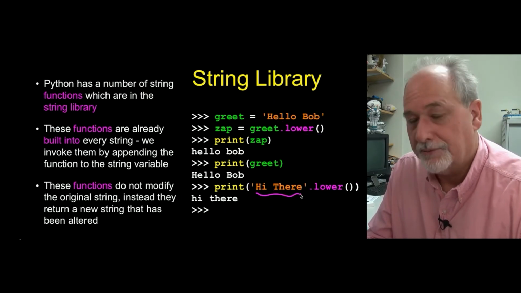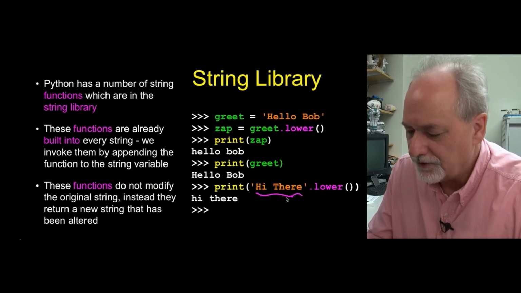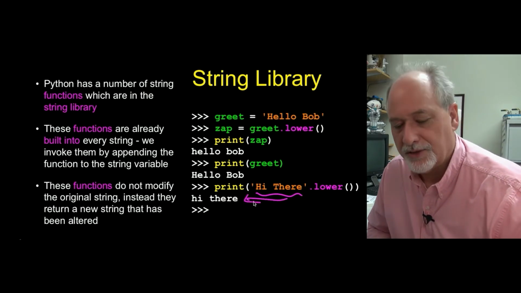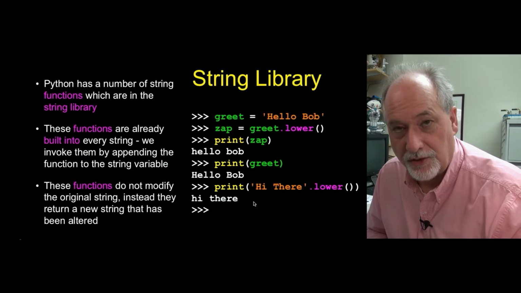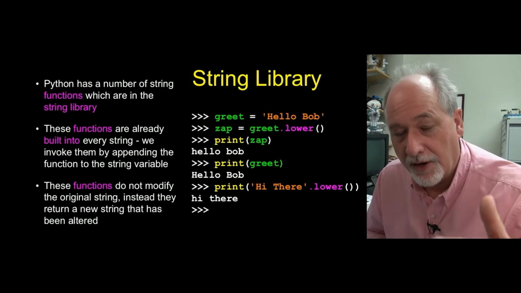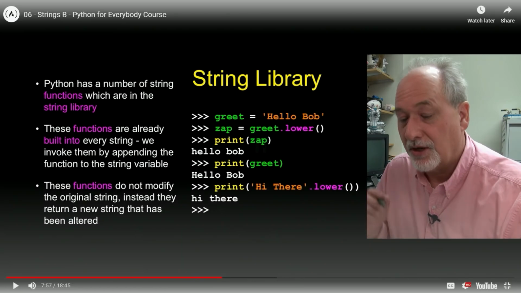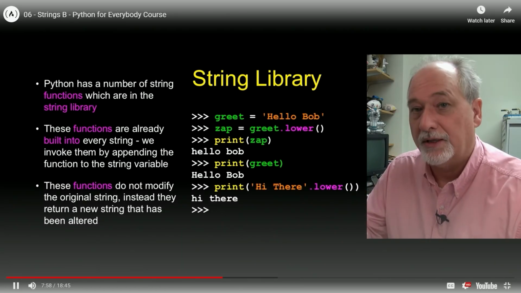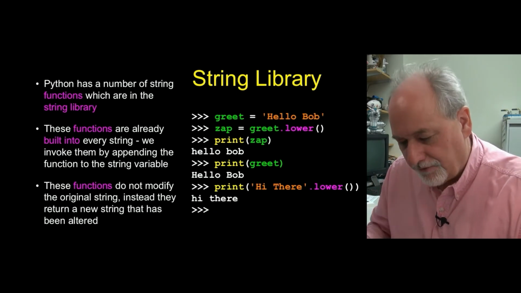So constants are objects as well, and taking the lower gives us back lowercase hi there. And so that's just one of the things that you can do in the string library. These are built into string variables and constants. I'm sure they're just always there. As soon as you make a string, they're part of it.